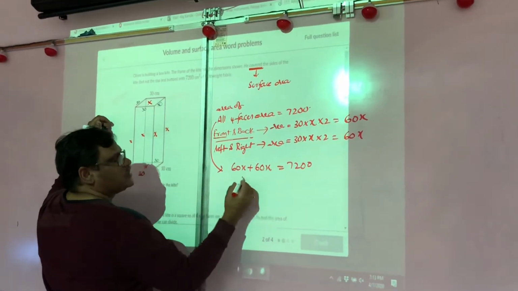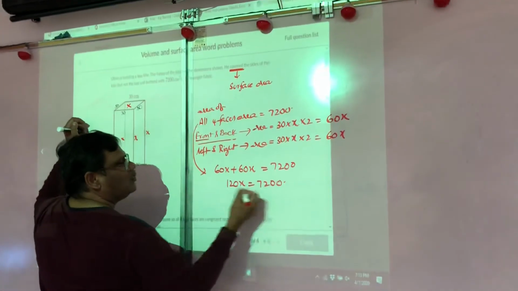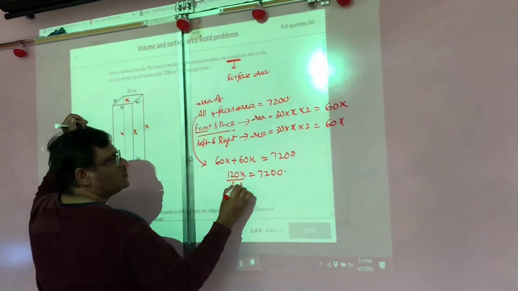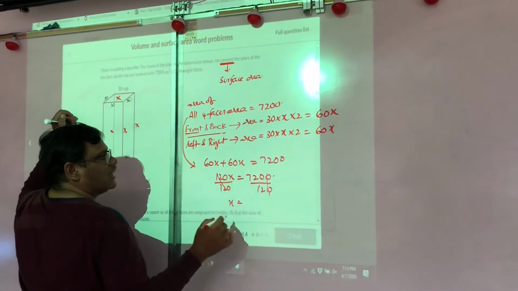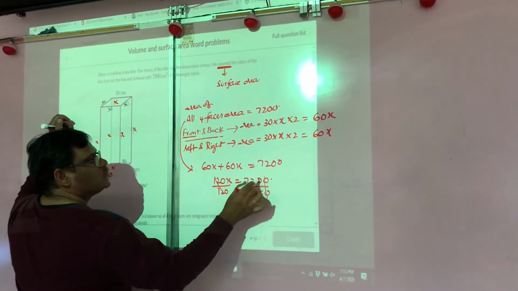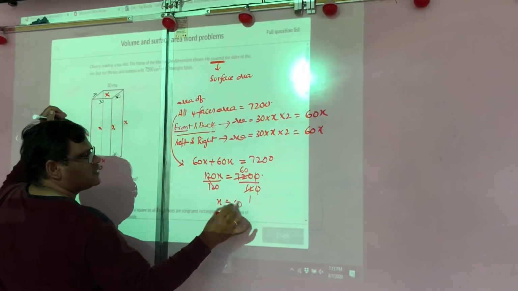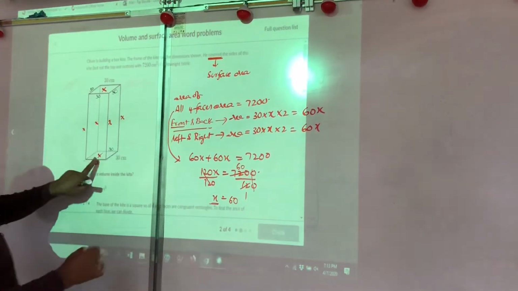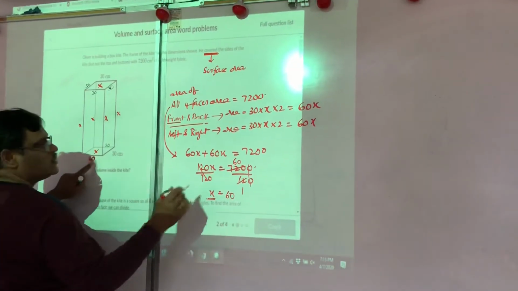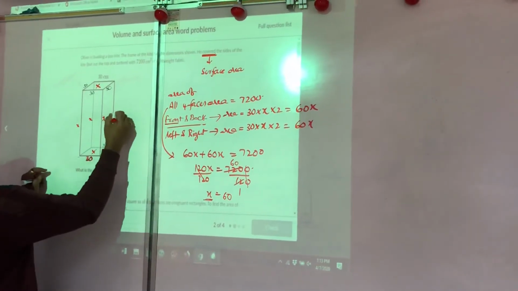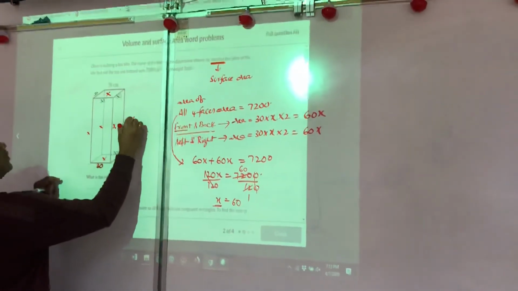So 60 plus 60 is 120x equals 7200. Let me isolate for x. Divide with 120 on both sides. The zeros cancel, 12 times 6 is 72, so x equals 60. But what is x here? x is the length or width of the rectangle, either dimension. Sorry, x would be the height of the rectangle. So x is equal to 60.